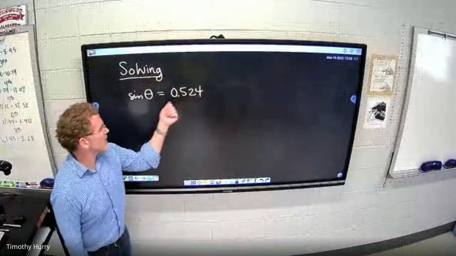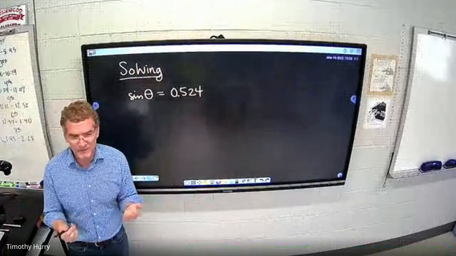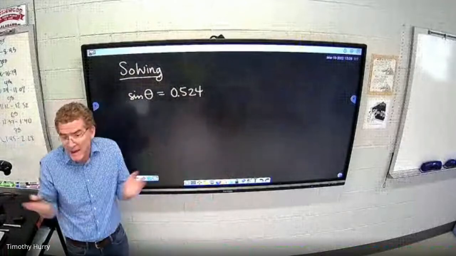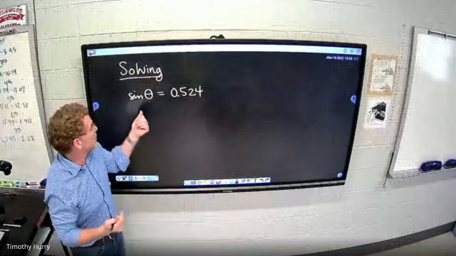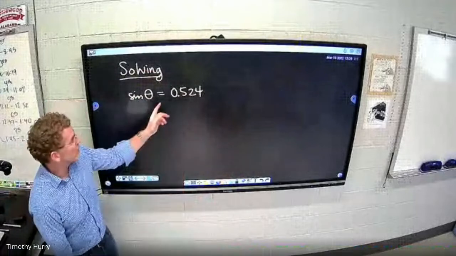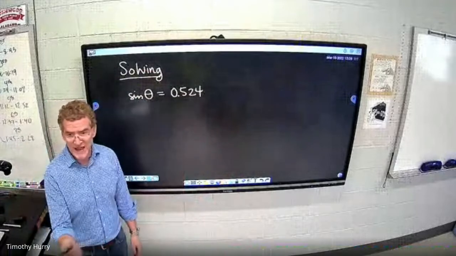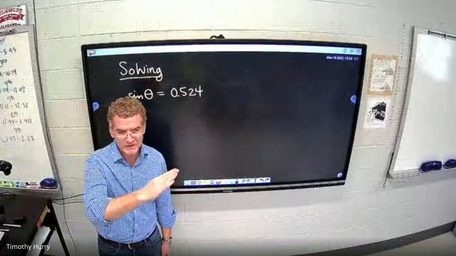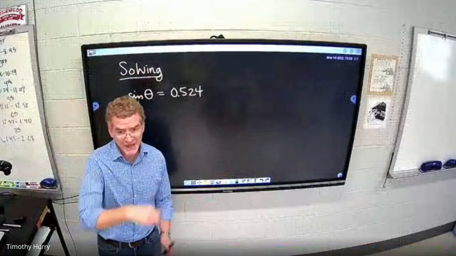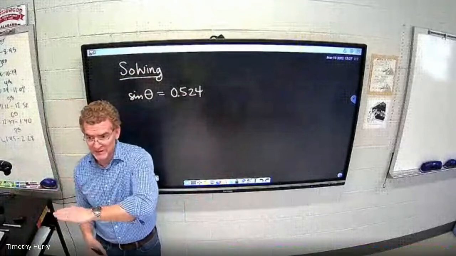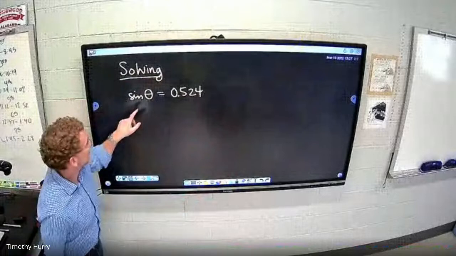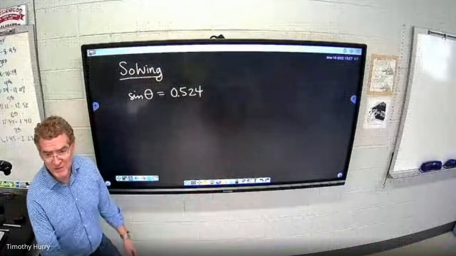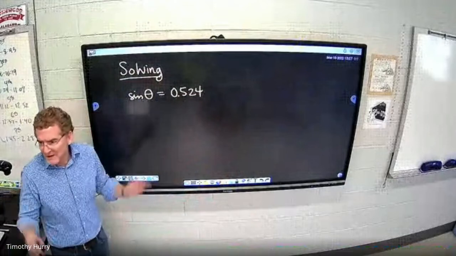So that 0.524 evidently represents some opposite over some hypotenuse, right? But I don't know what angle would have given me that. If it was a 0.5, I would, because what angle gives me sine of a half? 30 on the unit circle, and also 150. We'll get to that later. But right here, I have no idea. Now, the fact that it's a little bit bigger than a half tells me it's around 30, but I don't know exactly.